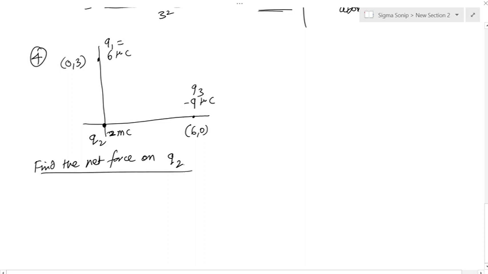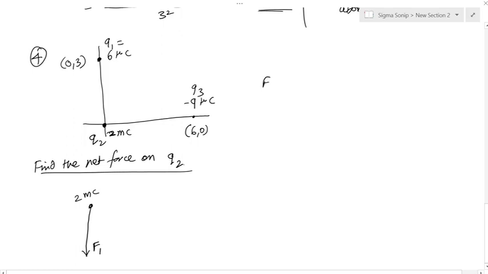So again, what we'll do, we'll have to find individual forces, and then we will need to add them together. So let us first consider Q1 and Q2. Q1 is 6 microcoulomb here, and Q2 is 2 millicoulomb here. Both are positively charged, which means that there will be a force of repulsion between them, which means that Q1 will push the 2 millicoulomb Q2 away from it. So this is the force that Q2, my 2 millicoulomb charge, will be experiencing because of Q1. Let's call it F1, and we can calculate this.